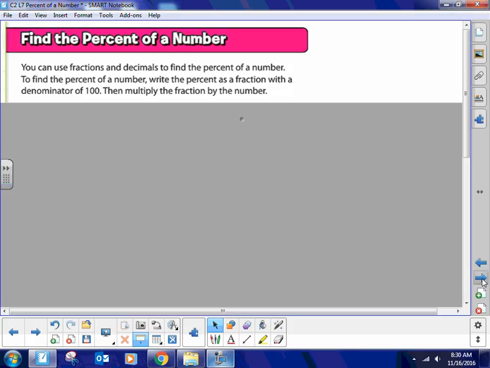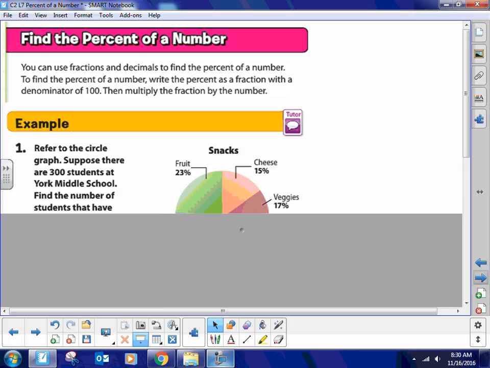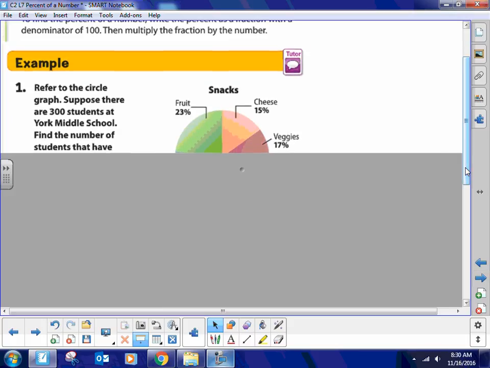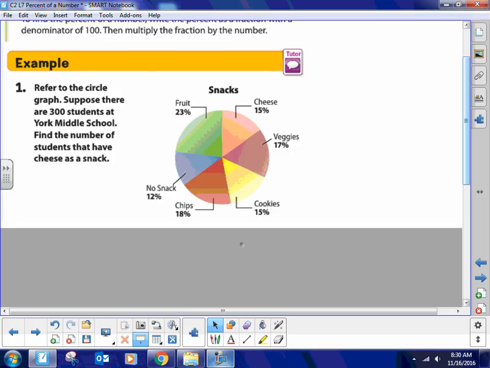That's good. If you like dealing with fractions, that's fine and dandy, okay? And that's what they do right here, okay? All right, so that's what they're going to do here. Refer to the circle graph. Suppose there are 300 students, right? So there's 300 students in this graph here. This is out of 300 students, okay?